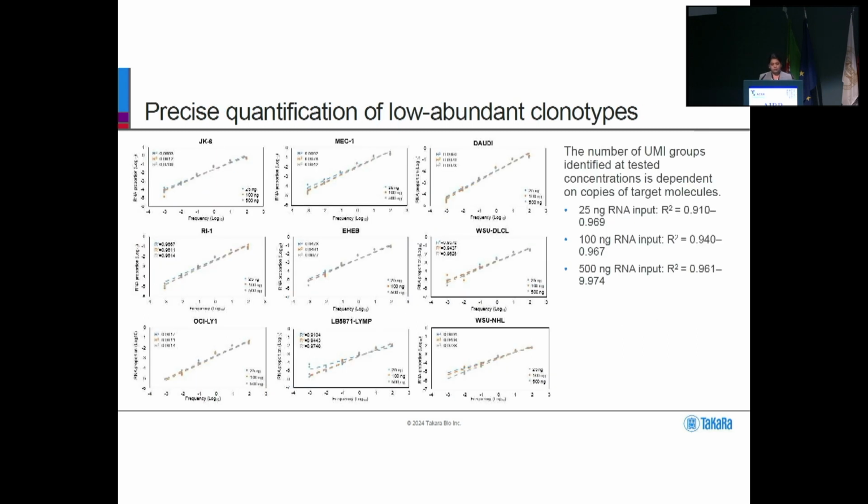Here I'm showing the linearity of dilution. 9 cell lines were detected in the NGS assay, and there is good linearity of detection for all 9 cell lines, which means that the number of UMI groups identified at tested concentration is dependent on the copies of the target molecules. This again supports that there are no biases introduced, and there is good correlation for all 3 inputs tested, with R-square of more than 0.9.